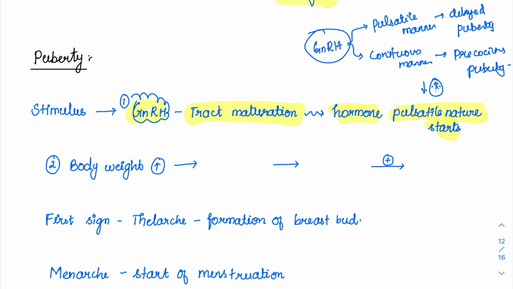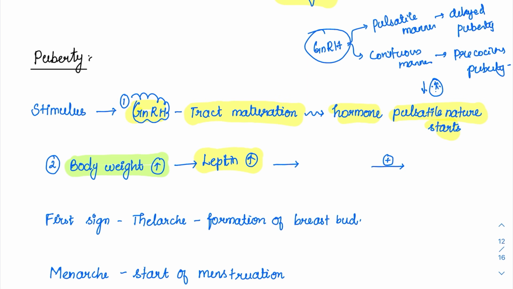Then for attaining puberty in females, a critical body weight is essential. That critical body weight should increase. That's why men or females who are a little obese attain puberty a little earlier. So what happens whenever this critical body weight is increased? There will be production of a hormone called leptin. The leptin level starts to increase. They sense the adipose tissue and the leptin level starts to increase.